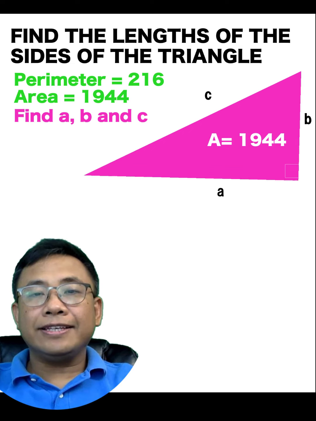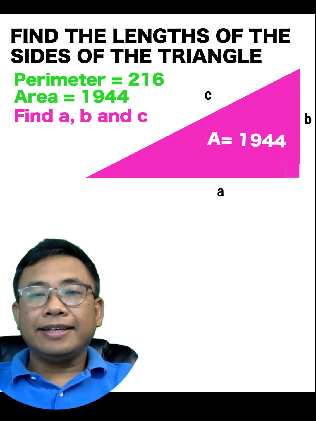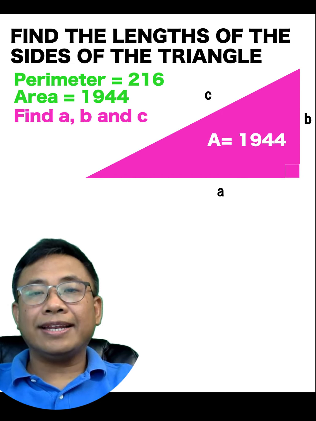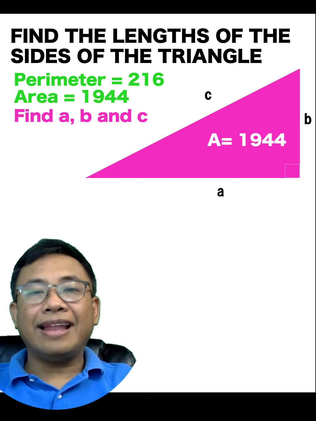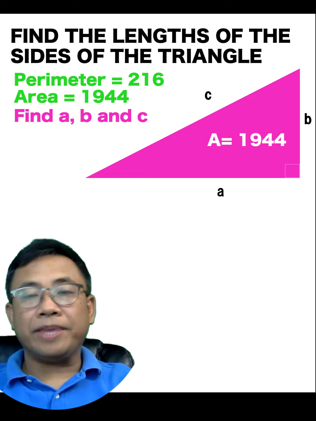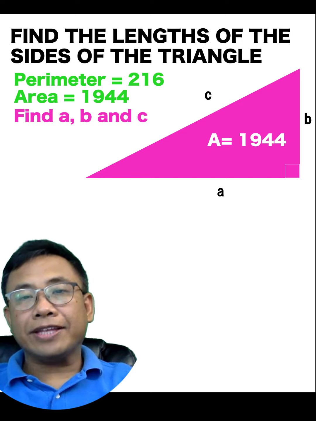We are given here this pink right triangle. Its area is given to be 1,944 square units. Its perimeter is 216, and we are asked to find the lengths A, B, and C of this pink triangle. You can pause the video and see if you can solve this problem.